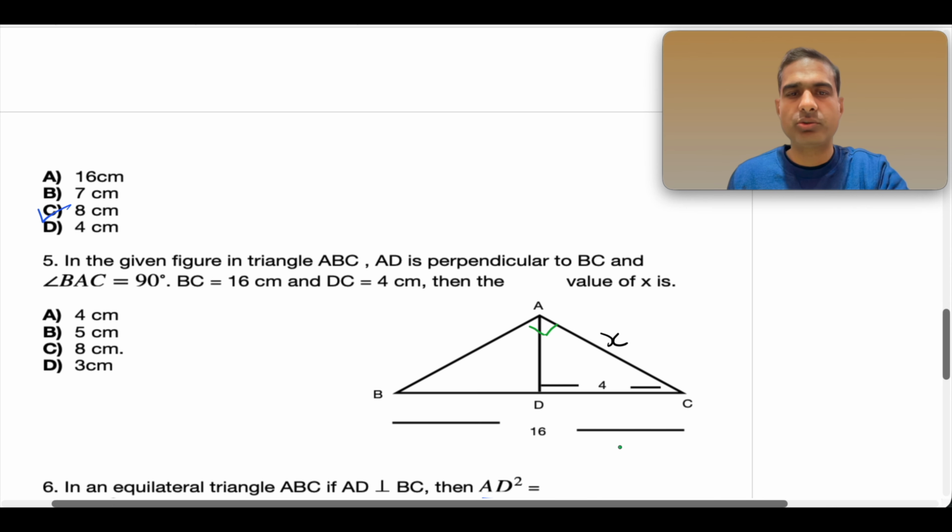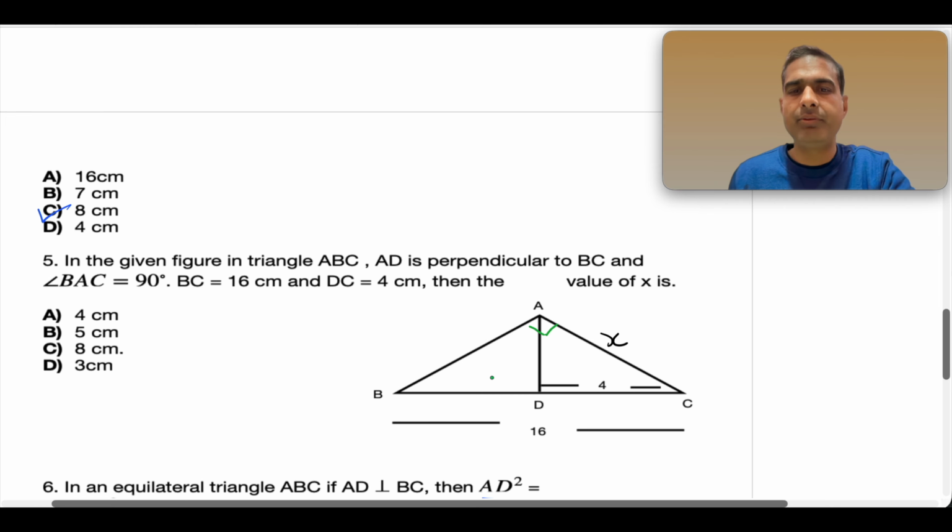And BC is equal to 16 centimeter, DC is equal to 4 centimeter, then the value of X is. X means we have to find out the value of side AC. Now this is an interesting question. Many questions are formed on this concept where a perpendicular is drawn on the hypotenuse in a right angled triangle.